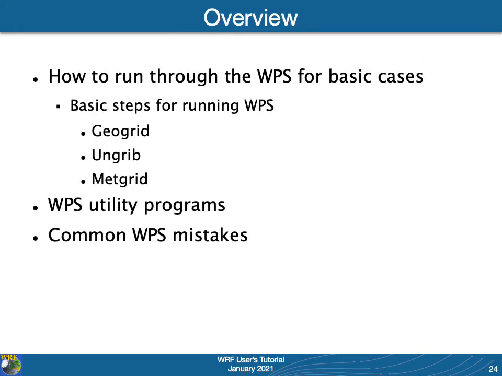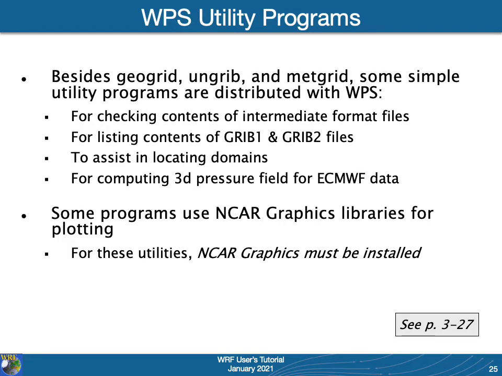So now that we've talked through the steps of running the WPS for a basic single domain simulation, we're going to take a look at some of the utility programs that are distributed with the WPS and that should be compiled when you compile the WPS. So besides the three main programs, Geogrid, Ungrib, and Metgrid, there are various utility programs that are provided with the WPS. These utility programs can be used for checking the contents of intermediate files, for listing the contents of Grib1 or Grib2 files, to help you in locating your model domains, and for processing, for example, a three-dimensional pressure field for datasets that don't otherwise provide such a field. An example would be the ECMWF model level datasets.